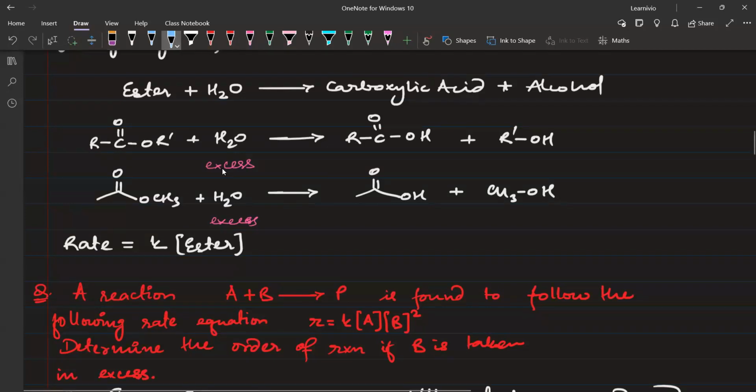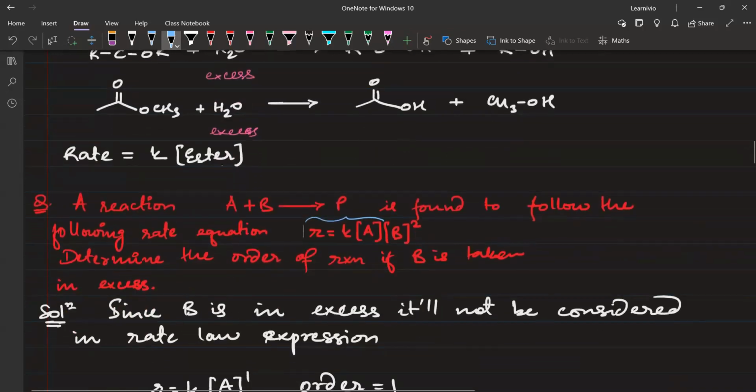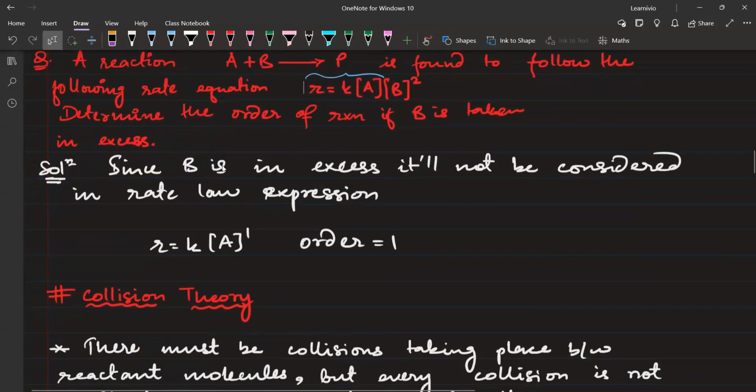तो अगर आपने B को excess में ले लिया तो B को consider ही नहीं करेंगे, और B को जब consider नहीं करेंगे तो हमारे पास rate expression में सिर्फ क्या बचेगा, R is equal to k A, और A का power क्या है, 1 है, so the order will be equal to 1. Right now the order is 3, but if B is taken in excess, then the order will become equal to 1. ठीक है, since B is in excess, it will not be considered in rate law expression. R will be equal to k into A to the power 1, so order will be equal to 1.